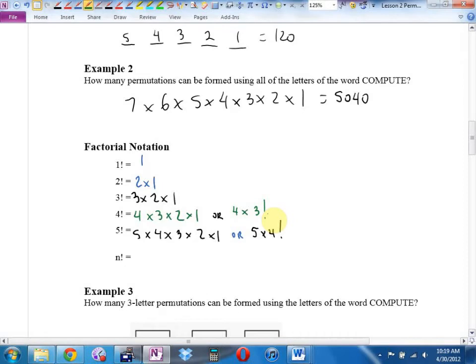So here's the generic definition. It's n times n minus 1 times n minus 2 times ... times 2 times 1. The definition of factorial is: start with the number that they give you, multiply it by 1 less, times 1 less, times 1 less, and so on. Stop when you get to times 2 times 1.